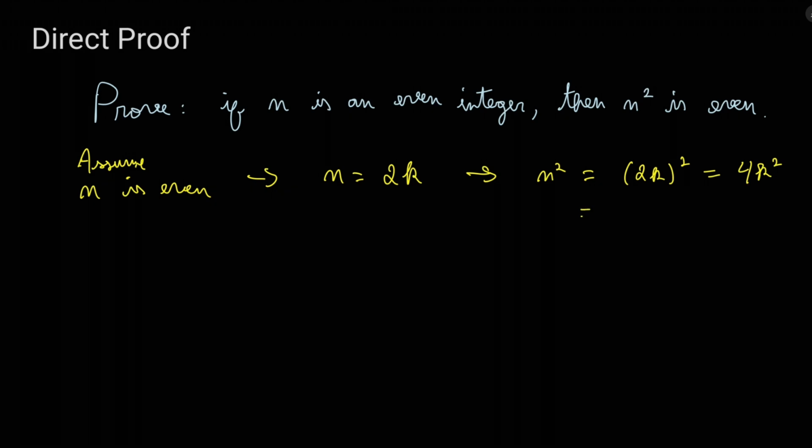We can write it as 2 times 2k squared. It's a multiple of 2, so n squared is also even. And that's it. We've shown that if n is an even integer, then n squared is also an even integer. This completes the proof, and we can use this little square here to indicate that.